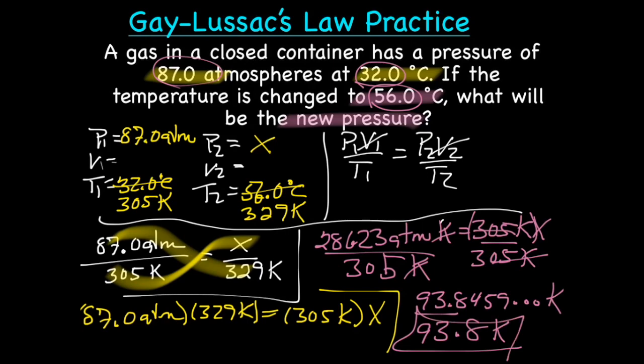Okay, let's do a quick check. Our pressure we don't know. Our temperature increased from 1 to 2, which means our pressure should also increase. And we went from 87 to 93, so we must have done it right.